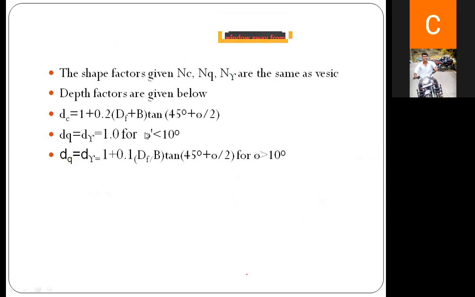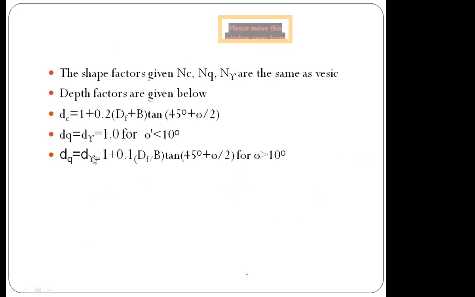The formula for dc is the depth factor for cohesion, and the depth factor for surcharge is dq. Sorry, this should be gamma. So dq is equal to d gamma is equal to, the formula is this one. Different scientists have given different shape factors, different depth factors, and different bearing capacity factors.